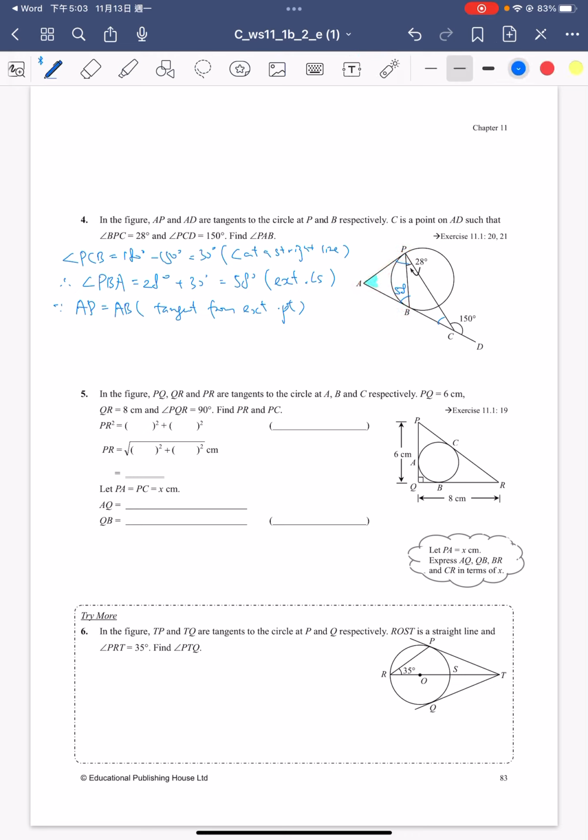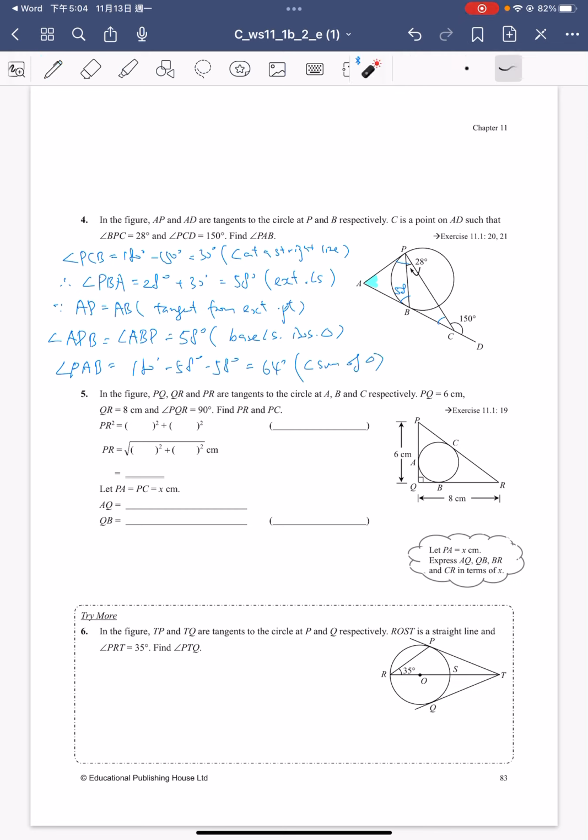So now we can say that the angle APB is equal to the angle ABP, which is equal to 58 degrees, by using the base angles of an isosceles triangle. Then we can say the angle PAB is equal to 180 minus 58 minus 58, which is equal to 64 degrees by using the angle sum of a triangle. That's it.